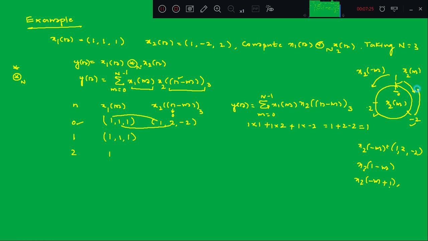So you have to start from what? Minus 2. Minus 2 in anti-clockwise direction. Minus 2 first, next 1, next 2, right? So minus 2, next 1, next 2. So this is my x2 of 1 minus m. Again you multiply element by element or sample by sample and then add it, you will get y of n.